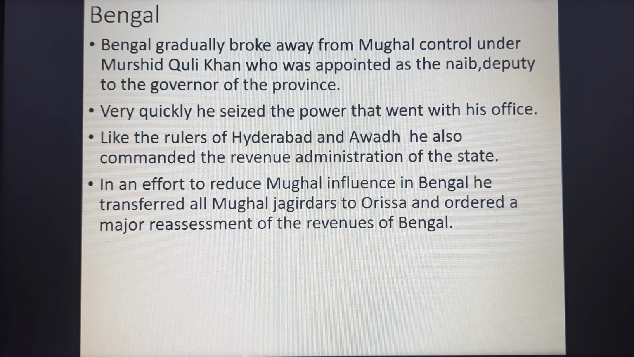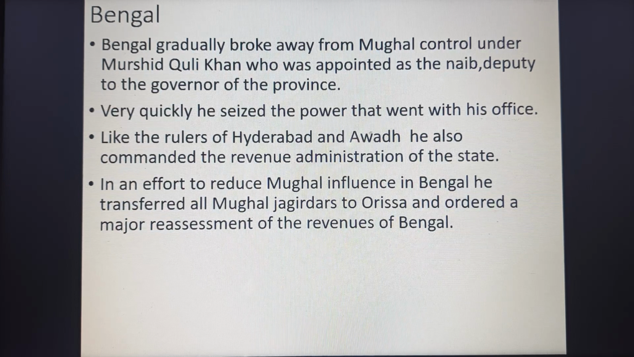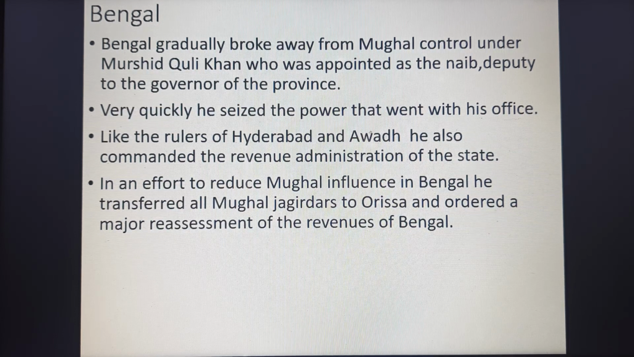Very quickly he seized the power that went with his office. Like the rulers of Hyderabad and Awadh, he also commanded the revenue administration of the state. So whatever revenue there was, he commanded over all those things and took all the revenues under his control. In an effort to reduce Mughal influence in Bengal, he transferred all Mughal Jagirdars to Orissa and ordered a major reassessment of the revenues of Bengal. So what Murshid Quli Khan did in Bengal, he tried to take total control. Whichever Mughal Jagirdars came to West Bengal from Delhi, all of those were transferred to Orissa so that they might not interfere in the work of Murshid Quli Khan.